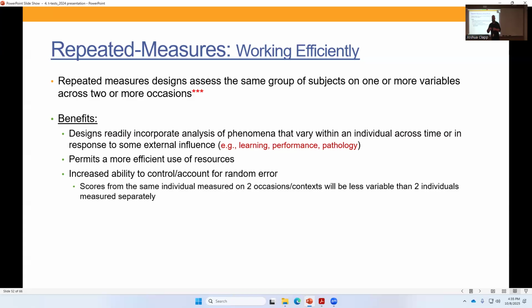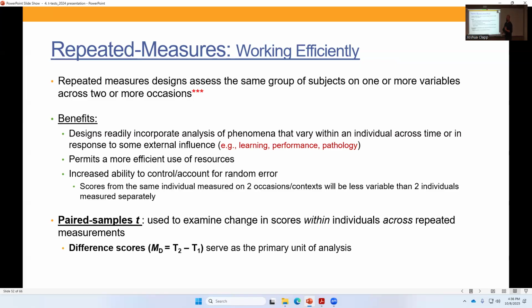But if Cindy, you take it at 8 to 11, and then again at 2 to 5, and Finn, you take it at 8 to 11 and 2 to 5, what we're going to get is you all are acting as your own controls. We dramatically reduce variability due to individual differences and all other types of things that are going on, right? It's a much, much more powerful way to test these types of things.